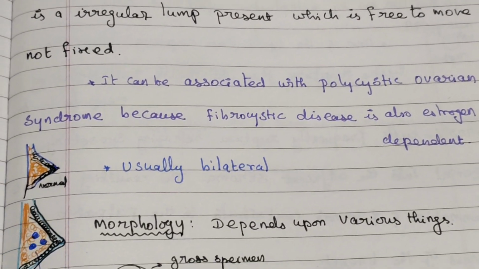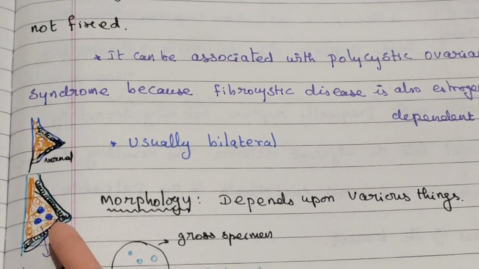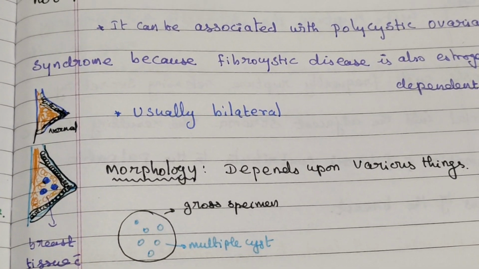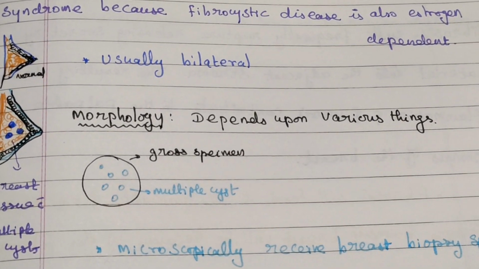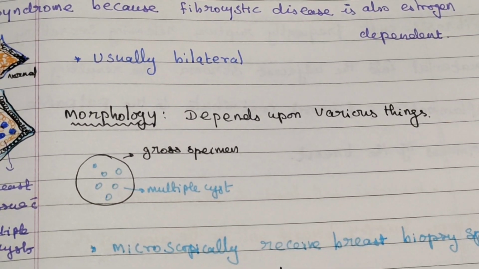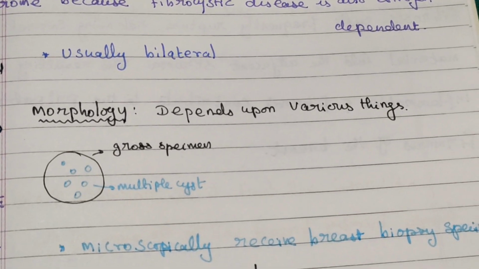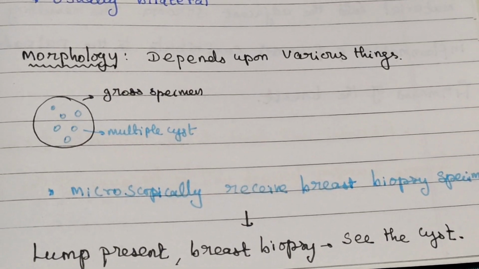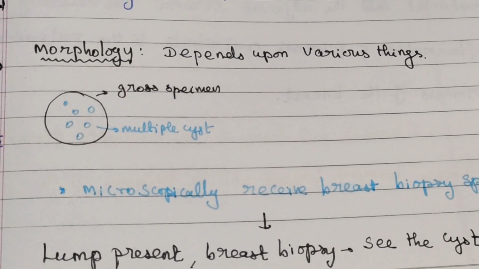Here you can see the normal breast tissue, and here you can see that a cyst is present in the breast. Coming to the morphology, it depends on various things. There can be multiple findings microscopically. First is the presence of a cyst.